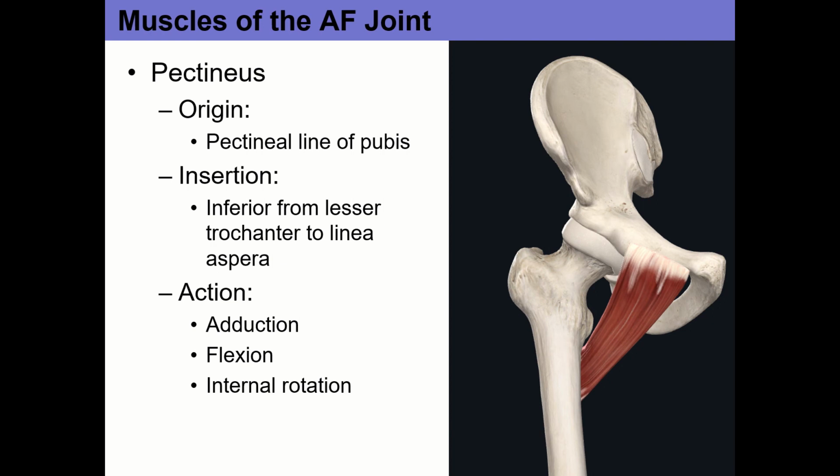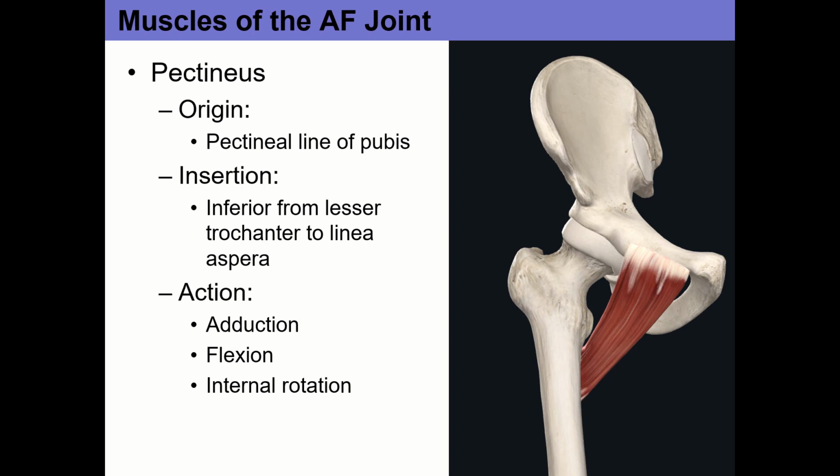One of the less problematic ones, pectineus. Pectineus is another hip flexor. It's also an adductor. It originates from the pectineal line of the pubis. Remember last time we talked about the superior pubic ramus and inferior pubic ramus? Pectineus originates from that superior pubic ramus, specifically the pectineal line. And it's going to insert just below the lesser trochanter, just below what we see with iliopsoas.